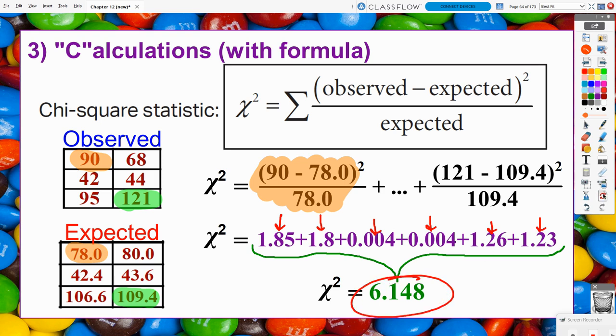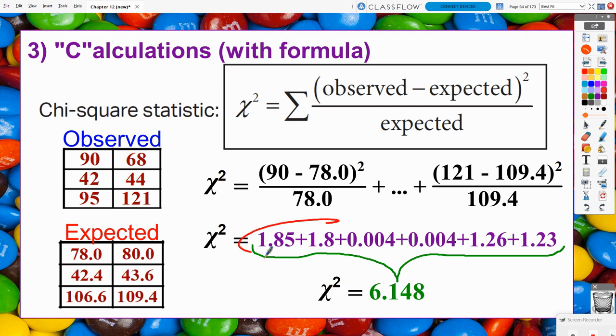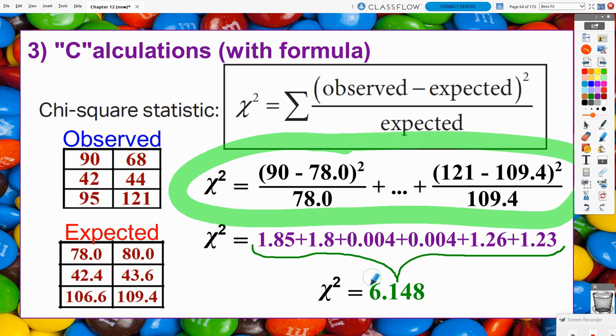Now, if you were doing this by hand, you don't really need to show what all of these individual values are. But if there was a follow-up question asking which one was the most off, then you've already got these set up to examine and see that this first one was the most off because it had the highest chi-square contribution out of the entire 6.148. You can also just show the formula at play, and then what the chi-square test statistic adds up to be altogether.